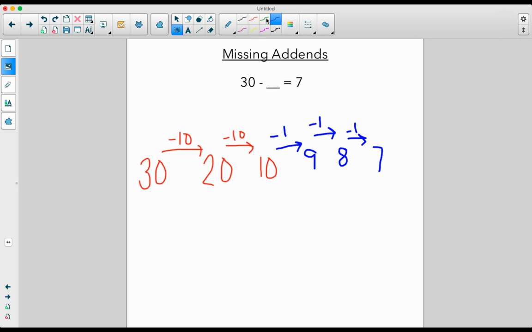Now here's where it gets a little tricky. Even though these are all negatives, we add up how many we took away. I took away 10 plus 10 is 20, 21, 22, 23. So my answer is 23.